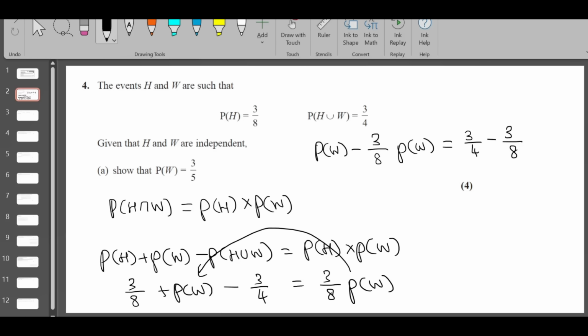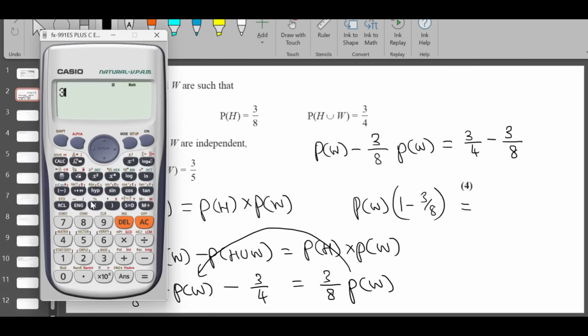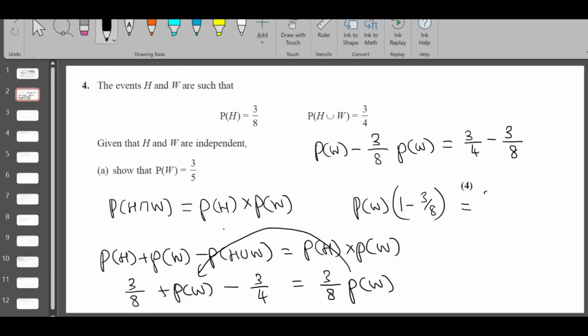If I take P of W as a common factor here, 1 minus 3 over 8 is 3 over 4 minus 3 over 8. That's 3 over 8. Find this value, that's 5 over 8, goes to the other side. P of W is 3 over 8 divided by 5 over 8, which is 3 over 5. We got the answer already.